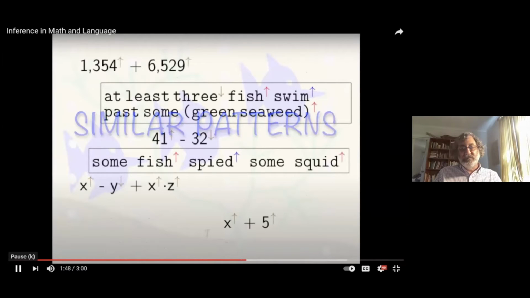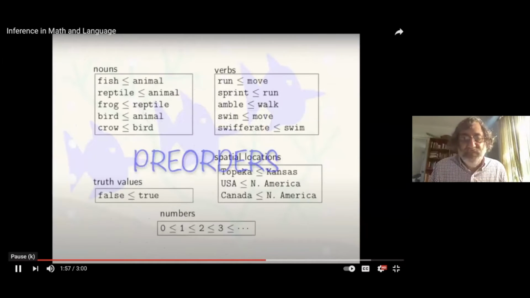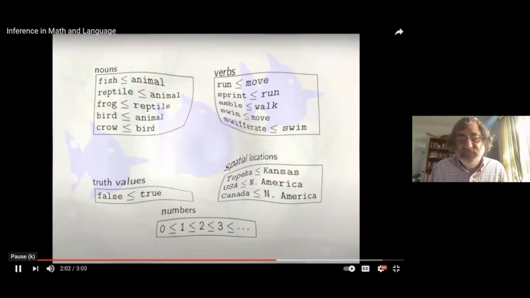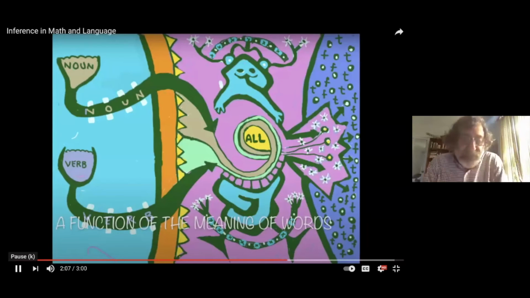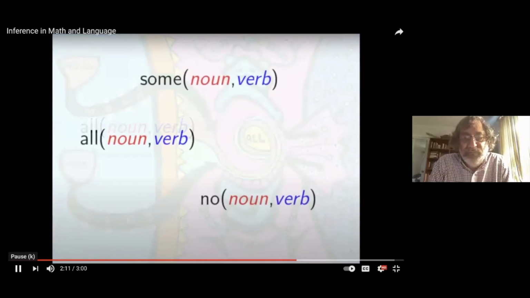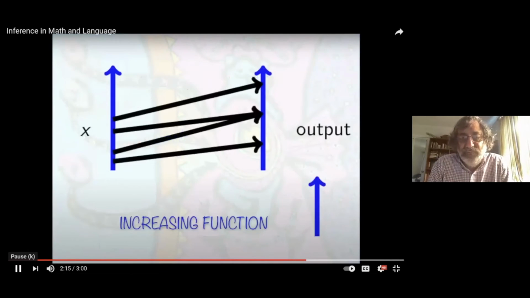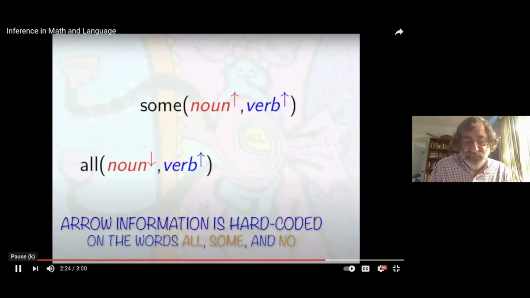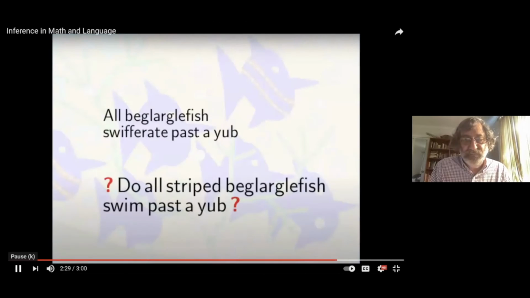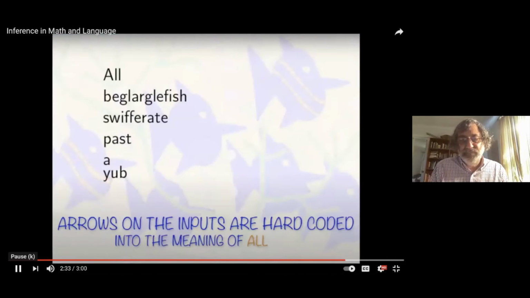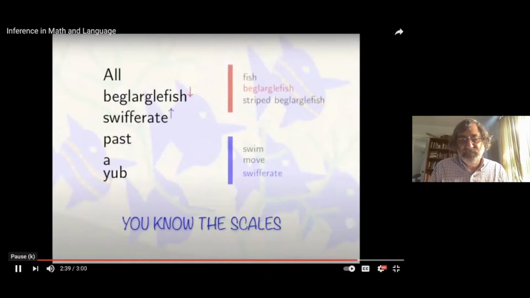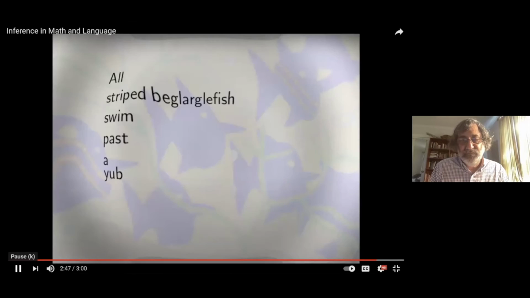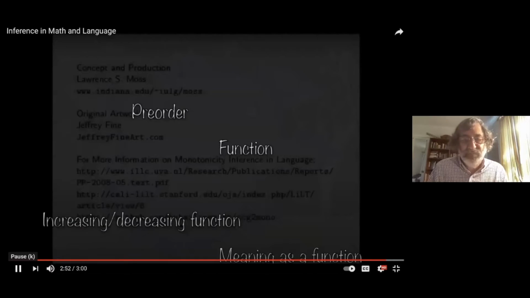Let's put numbers and language together. In mathematics, we put things which are similar under the same conceptual roof in order to study them together. That roof is called a preorder. It's what we are calling a scale. We think of a sentence like, all begloggle fish swim, to be the all function applied to a noun and a verb input. The language of preorders allows us to talk about increasing and decreasing functions. Let's go back and answer the question that we posed at the beginning. What you do and what a computer could do can be studied as an application of mathematics to everyday language.